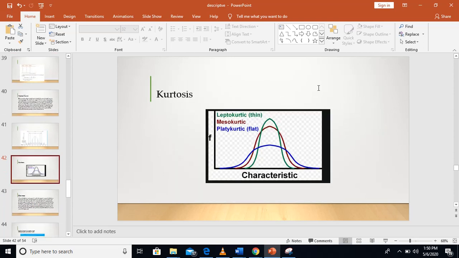Kurtosis. Kurtosis is a statistical measure that defines how heavy the tail of a distribution is. According to this, the normal curve can be divided into three types: mesokurtic, leptokurtic, and platykurtic. Mesokurtic is also called the normal distribution. Leptokurtic shows heavy tails on both sides, indicating large outliers. Platykurtic shows flat tails and small outliers.